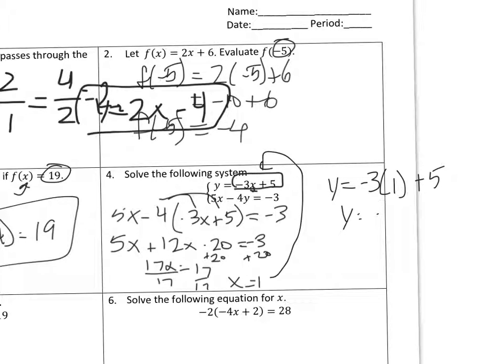Simplify that, so I get y equals negative 3 plus 5. y equals a positive 2. So please write your coordinate as your final answer: (1, 2), and that's your final answer.